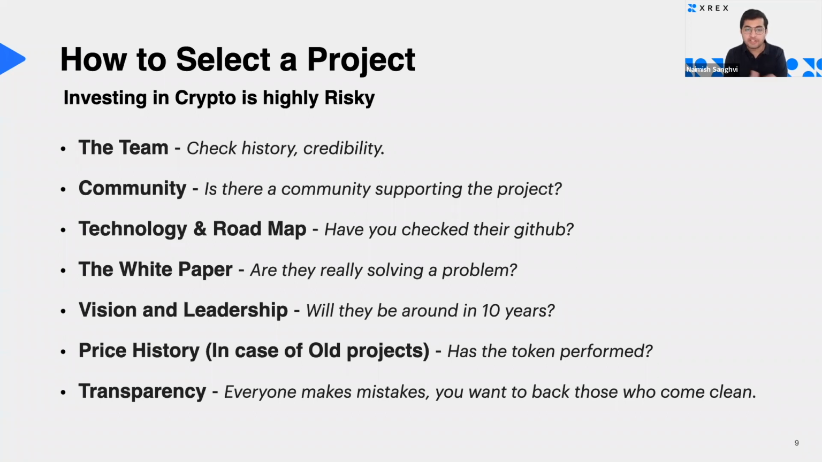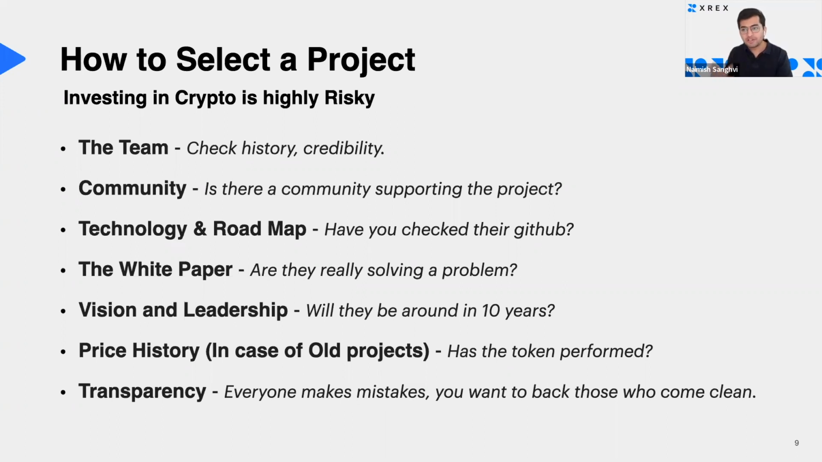Then you have to check the vision and leadership, all the things that they've mentioned: the roadmap, the white paper, the team, the community. Do these all add up into something that can go on for a long time, right? For the next 5-10 years, the project is going to be around. Is the team going to be around? Is the vision good enough to run it for 10 years? This is something that you should be checking as well.